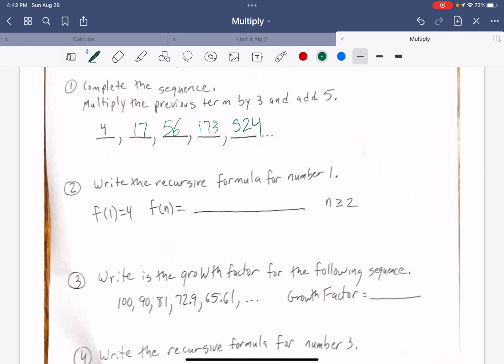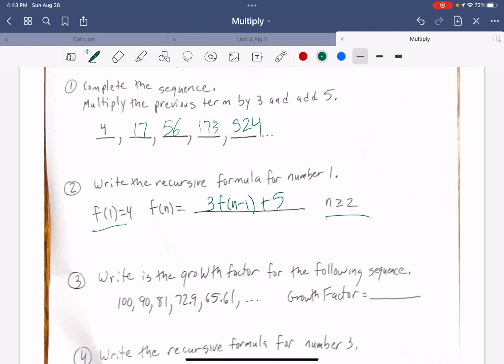The next thing we're supposed to do is write the recursive formula for question number 1. So it's the previous term times 3. Notice there's the first term, and then we start the n greater than 2 because we're going after the first term, for second term, third term, fourth term. Remember, n are whole numbers, and it's 1, 2, 3, 4, 5. It just goes in whole numbers. So it's the previous term, that's the f of n minus 1. And what do we do with it? That's right. We multiply it by 3. So we put a 3 in the front. And then we just put add 5, plus 5.